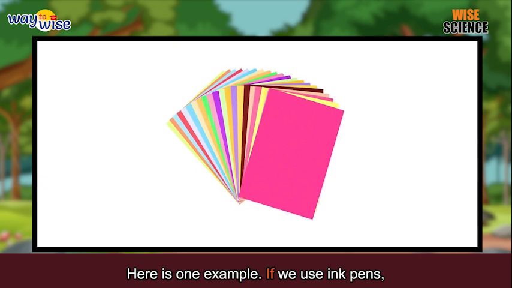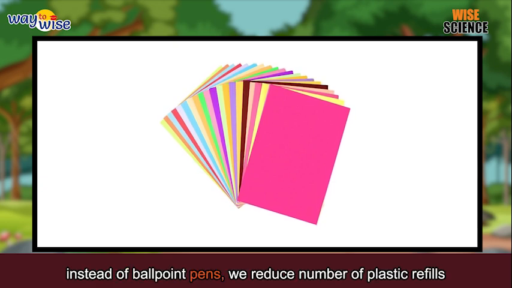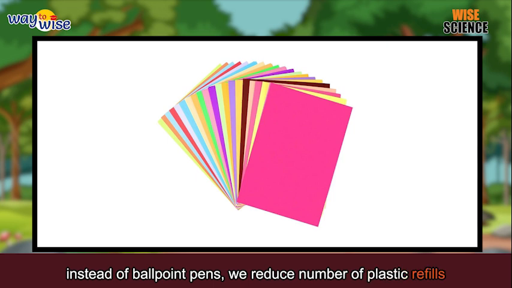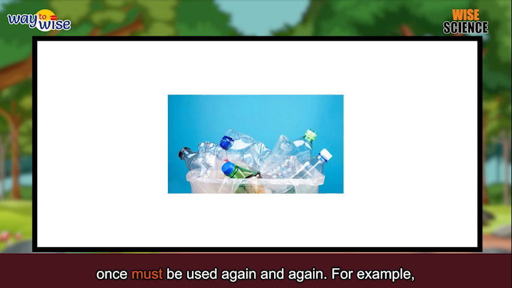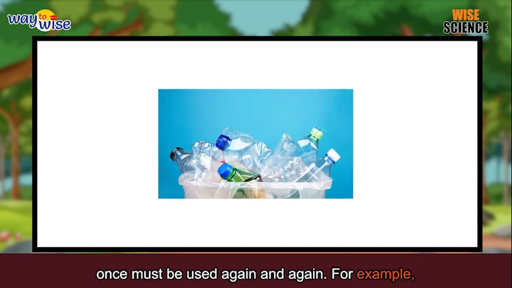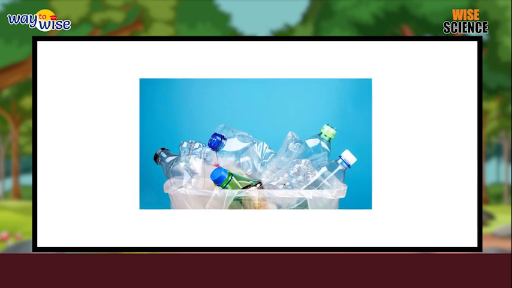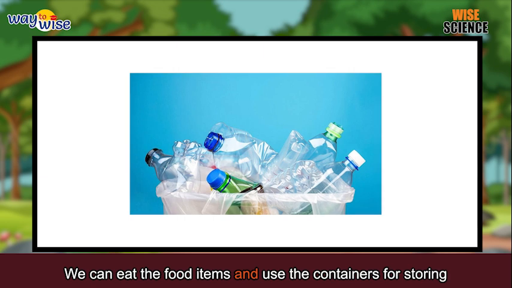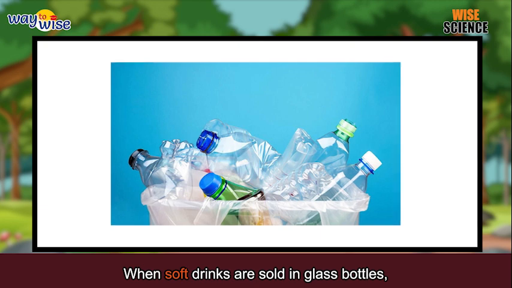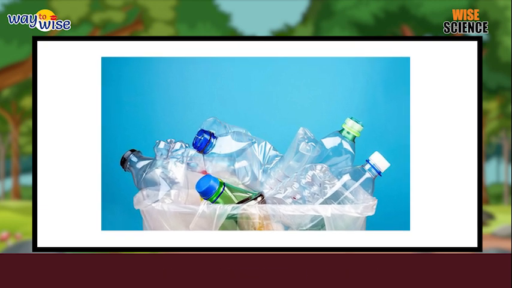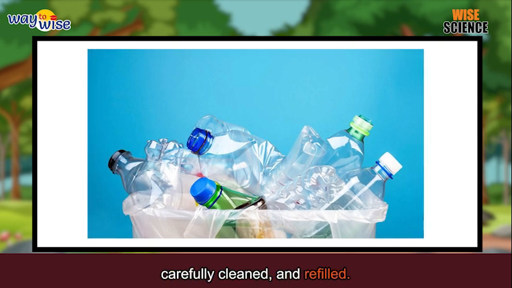Here is one example. If we use ink pens, which can be refilled, instead of ballpoint pens, we reduce the number of plastic refills that we throw away. Reuse. All items being used by us once must be used again and again. For example, food items are packed in plastic, glass, or metal containers. We can eat the food items and use the containers for storing other items of daily use. When soft drinks are sold in glass bottles, they are usually collected by the company, carefully cleaned and refilled.